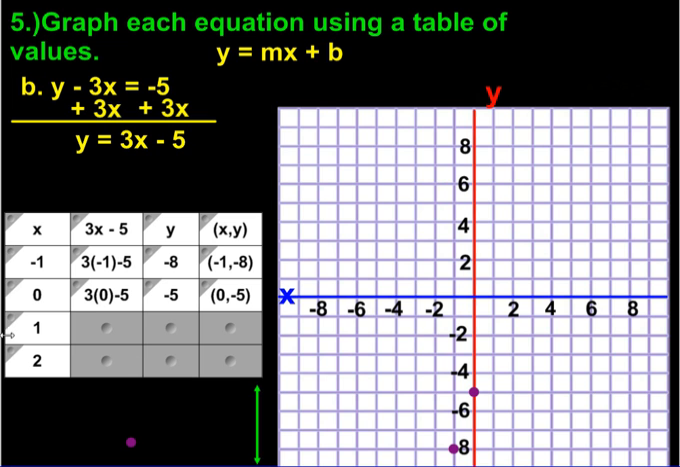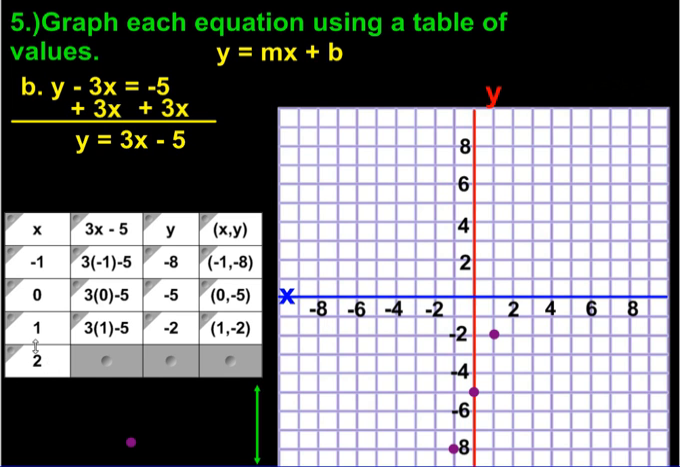Right there. Okay. The next one, I'm using a 1 for x, so 3 times 1 minus 5 gives me a negative 2. So I have a value of 1, negative 2. Starting at the center, I go to the right 1 and down 2.